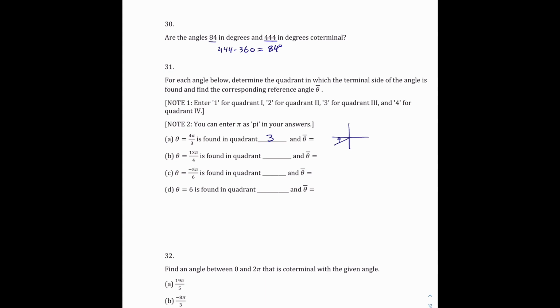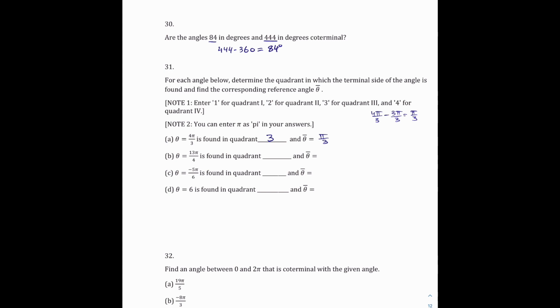So we're going to say 4π/3 minus π. I'm going to do the math here. 4π/3 minus π, which I can write as 3π/3, is going to be π/3. So π/3 is the reference angle in radians.